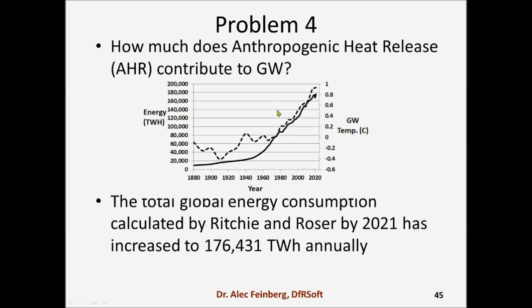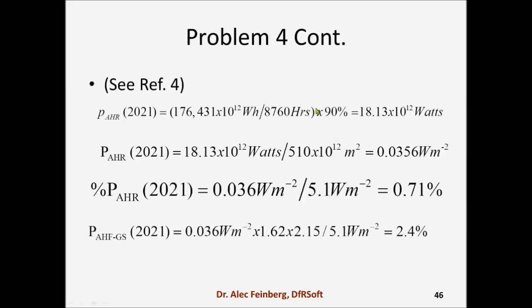So to get that estimate, we want to know how much energy consumption we're using, and so that comes out to about 431 terawatt hours annually is what we're consuming currently from this curve. So what we do is we take that and divide by 8,760 hours in a year.